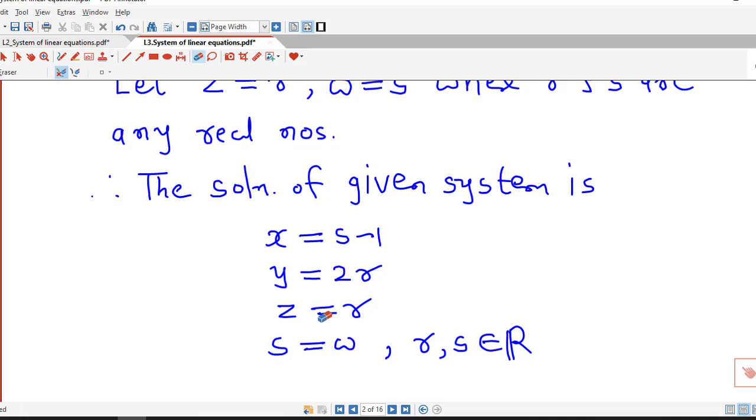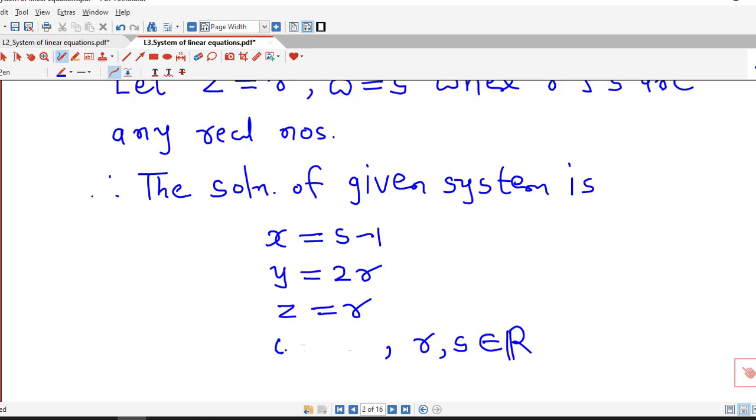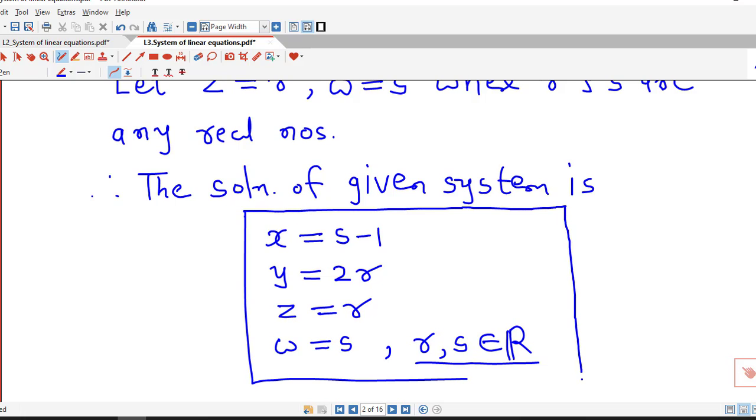w equal to s, this we rewrite in this way, it will look nice. The value of w is s. So we can see x, y, z and w are expressed in terms of r and s, which are any real numbers. So for different values of r and s, we will have different values of x, y, z and w. And since r and s are any real numbers, x, y, z and w will have an infinite number of values.